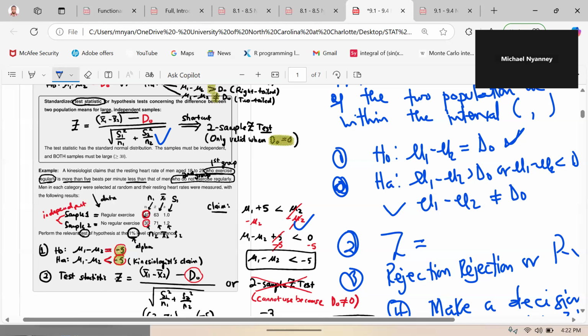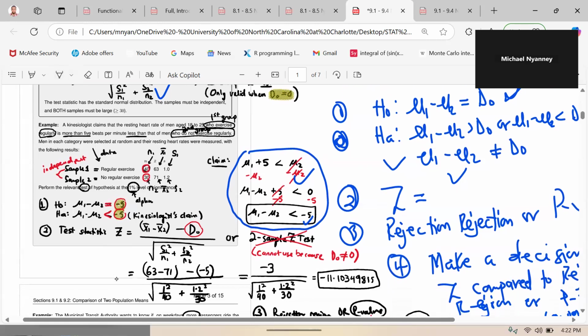So here you realize that mu2 is greater than mu1 plus 5. We have to rewrite this back to mu1 minus mu2. After rewriting it, we were able to find our D naught, which is minus 5. If you have this, you're good to go. So you write your hypothesis. Always try to define this based on the statement, then rewrite your hypothesis. Finding the D naught is very important.